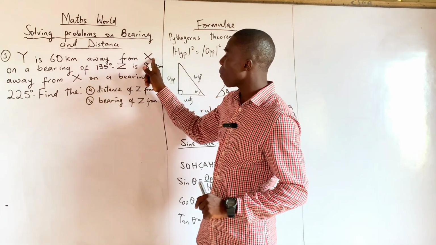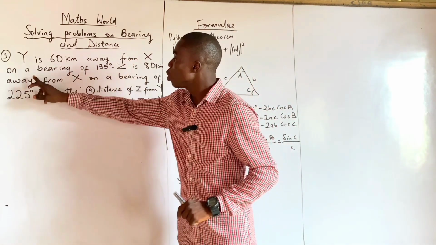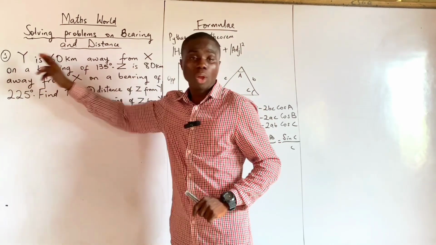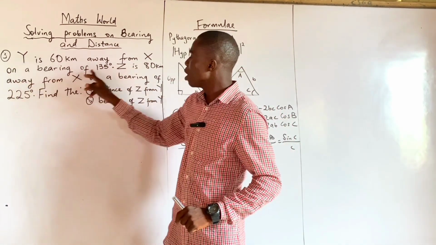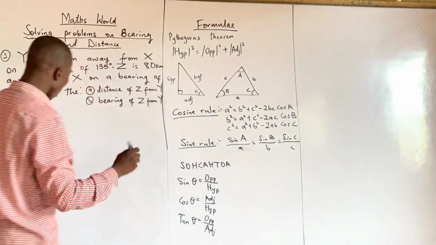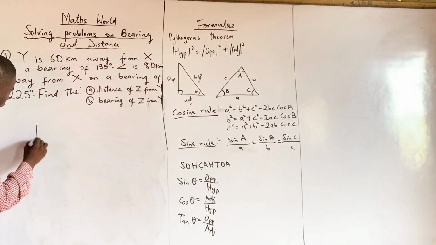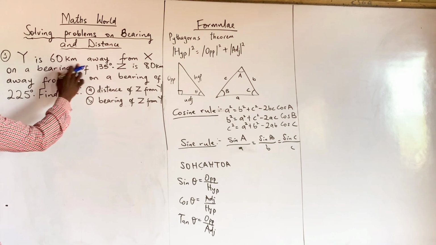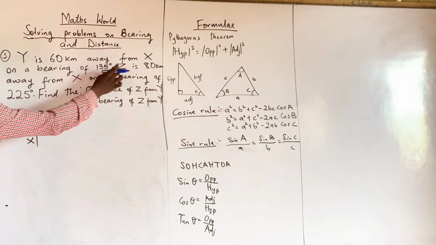60 kilometers away from x. But let's keep this first. We know that we are drawing y, we are drawing x, and we are drawing y on x, on a bearing of 135. Now let me draw x. Okay, let me assume this is my x, and they say that y is 135 of x.